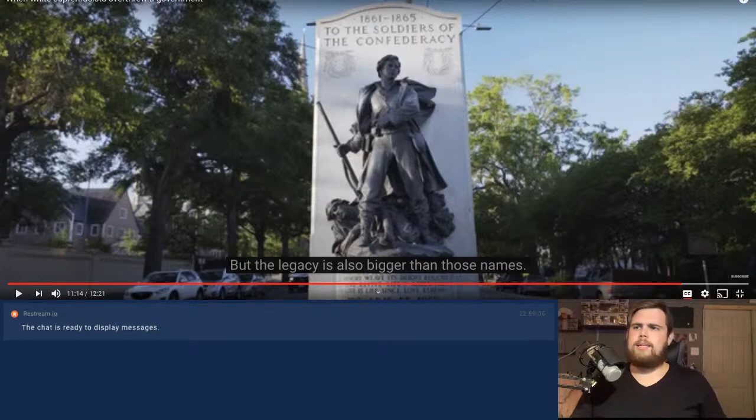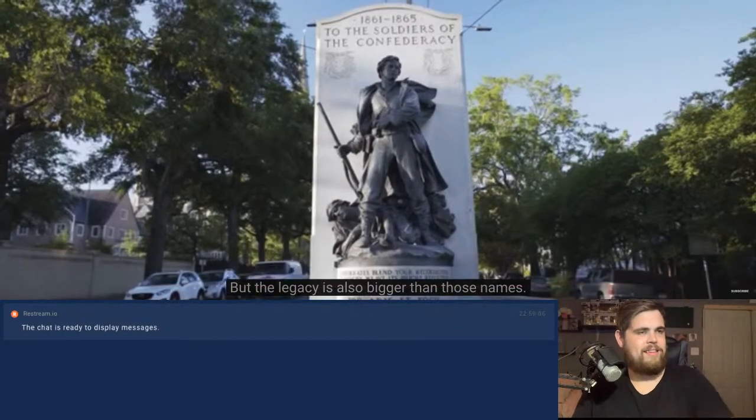holy shit! There's statues and schools and street signs and government buildings that bear the names of people who could have slaughtered or had a hand in slaughtering my great-grandparents' community. And we are lionizing them in the public square. It's nuts. So bigger than those names.